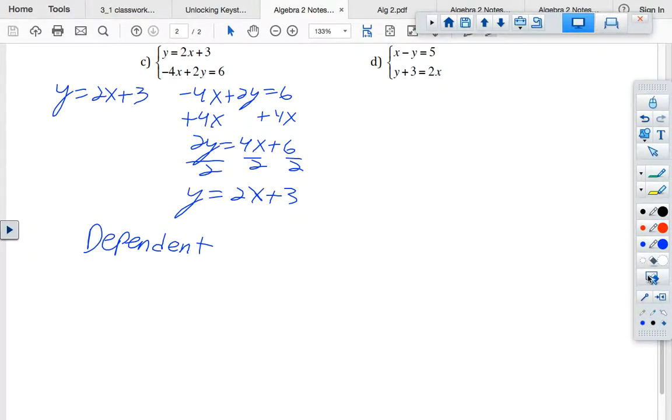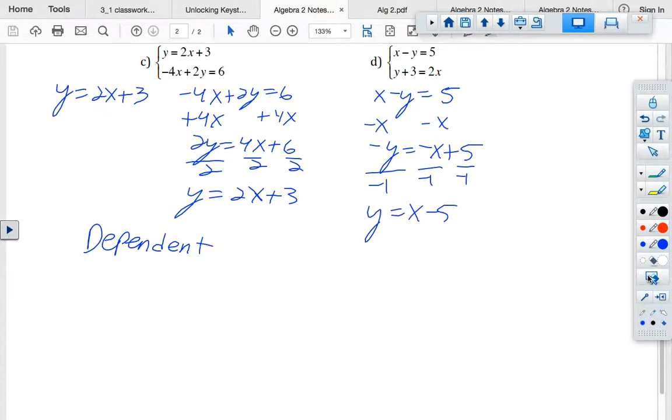Caden, first one. Subtract x to both sides. So I have negative y equals negative x plus 5. Next. Divide everything by negative 1. Excellent. And we get y equals x minus 5. Very good.